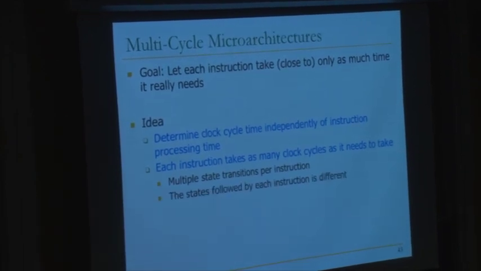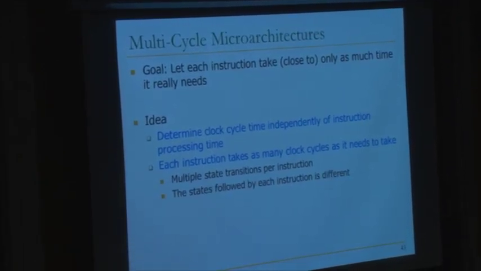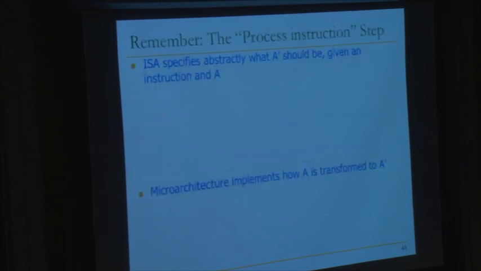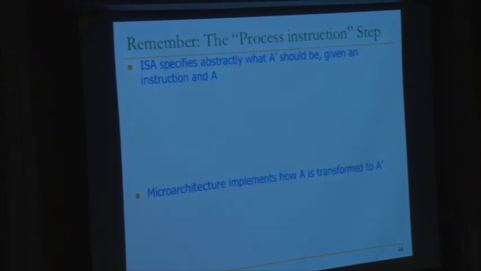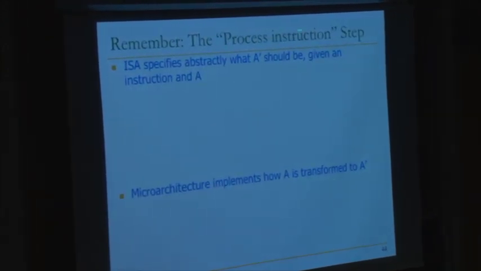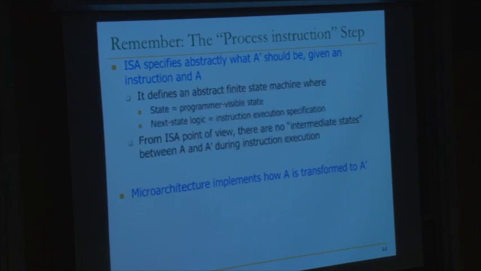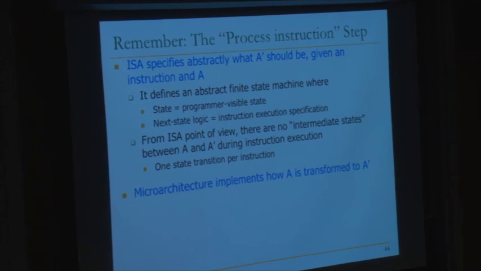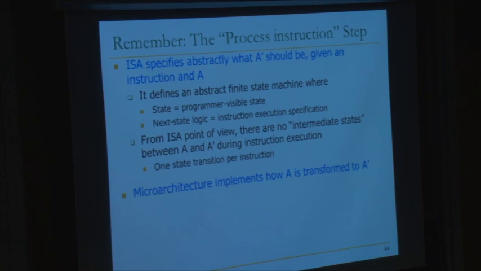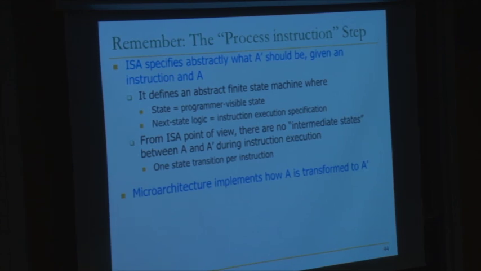Multiple state transitions per instruction, and the states followed by each instruction is now different. You've already seen the slide, the process instructions step, so I'm not going to cover this part. But at the ISA level, you have one state transition per instruction, right? That's what the programmer sees. Architectural state changed into another architectural state. At the ISA level, this is nice.